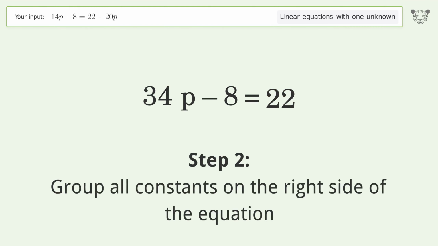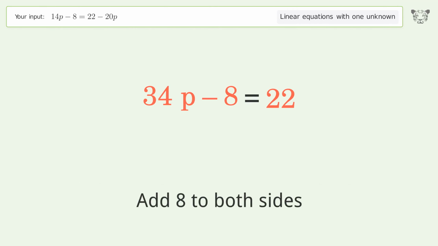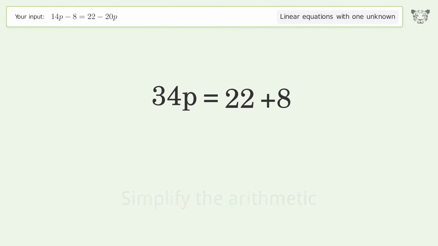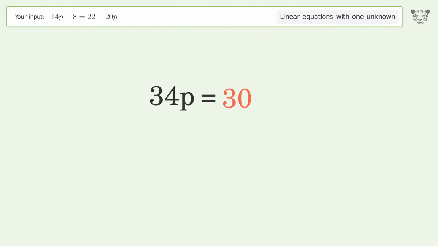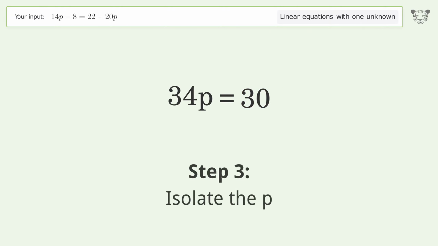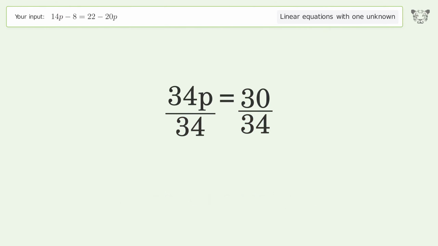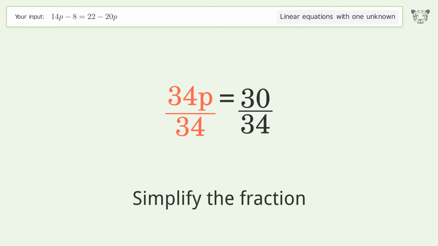Group all constants on the right side of the equation. Add 8 to both sides. Simplify the arithmetic. Isolate the p. Divide both sides by 34. Simplify the fraction.